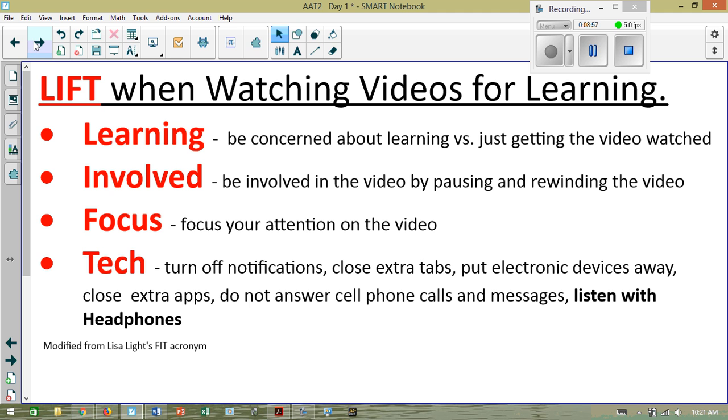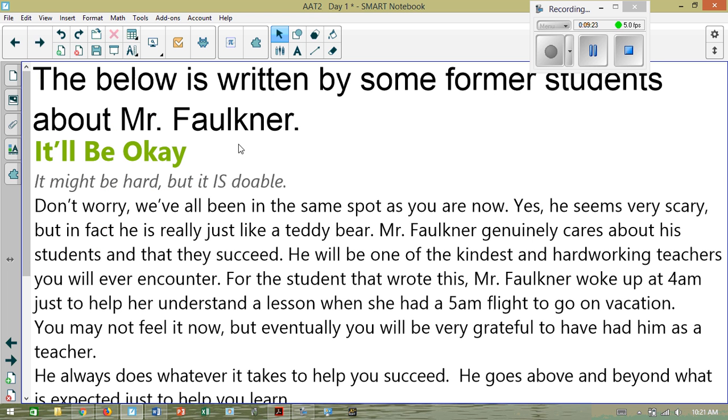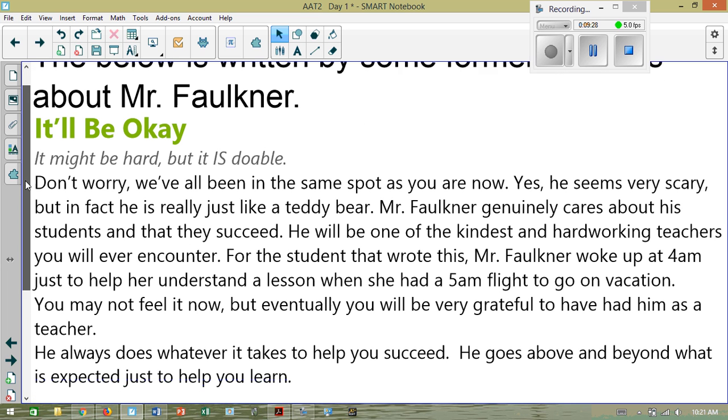When you are watching your videos, make sure you're focused on the learning, not just watching the video to get it done. Be involved in the video by pausing and rewinding and taking notes. Focus your attention on the video, which means you're going to probably have to deal with your technology. Turn off your notifications, close your extra tabs, maybe put your electronic devices away so that you can focus on the math at hand and listen with headphones. This came from a student that graduated last year. I would highly encourage you to read through this.